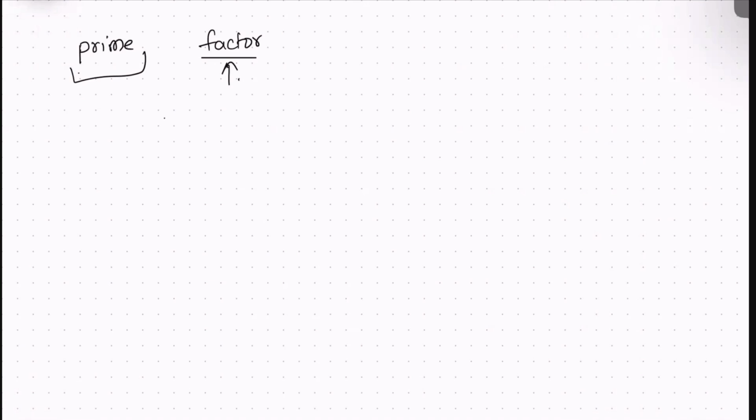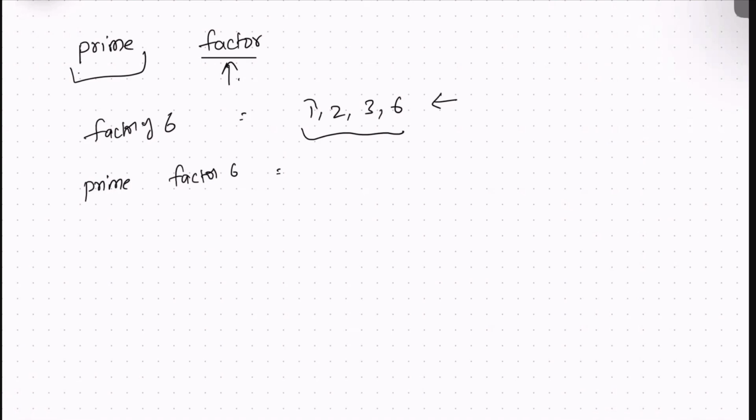we have studied the factors of 6, right? Factors of 6 are 1, 2, 3, 6. These are all the factors of 6. And in this list, if I want to know the prime factors of 6, we know 1 is not a prime number, so this is not a prime factor, and 6 is not a prime number as well, so this is not a prime factor. So the prime factors of 6 are 2, 3.